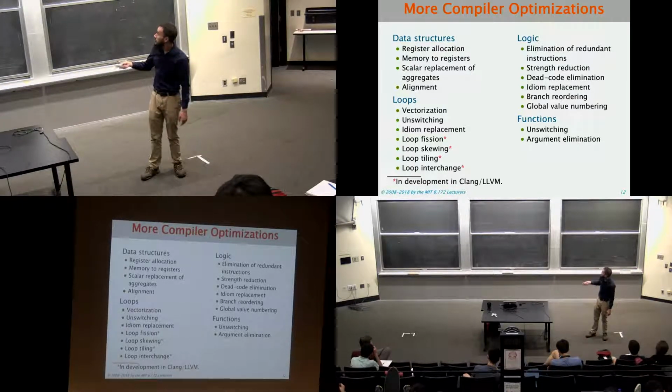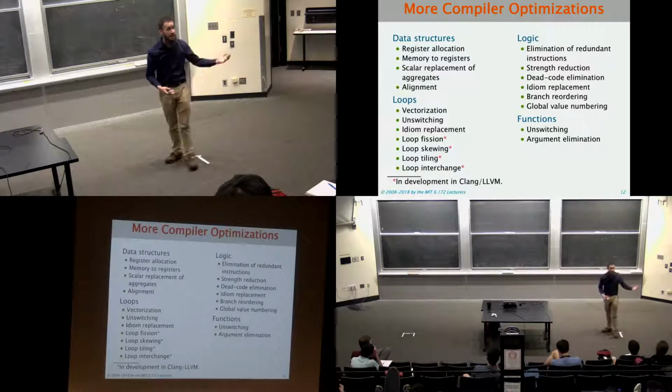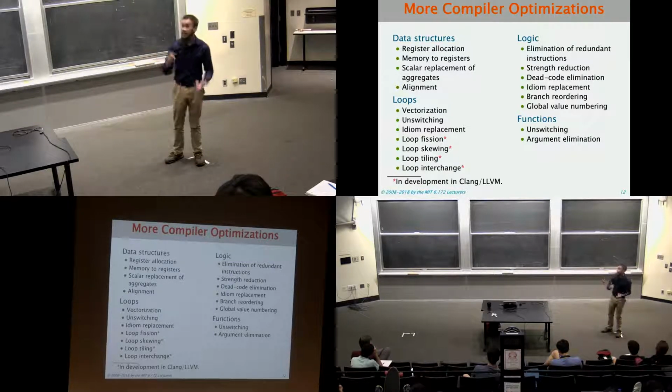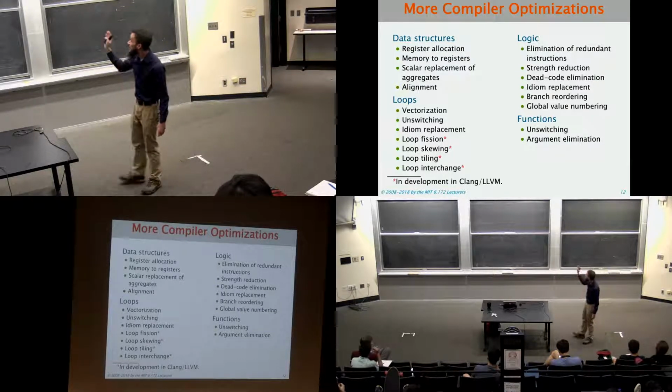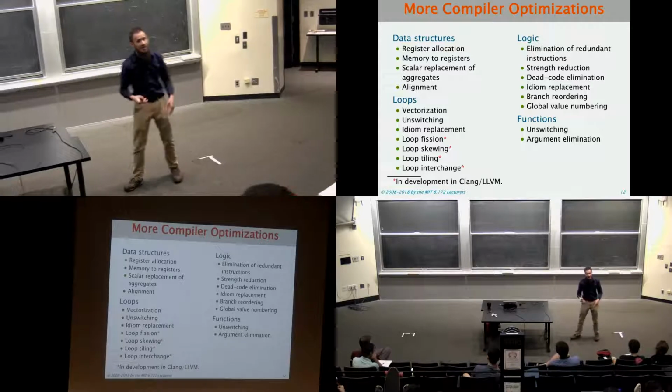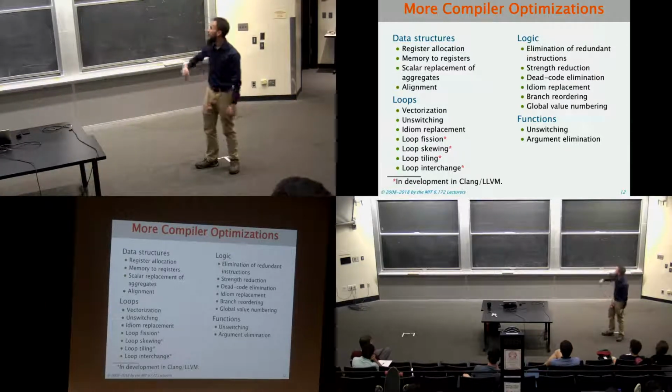Compilers are also good at loops. We already saw some example optimization on the previous slide. It can vectorize. It does a lot of other cool stuff. Unswitching is a cool optimization that I won't cover here. Idiom replacement, it finds common patterns and does something smart with those.